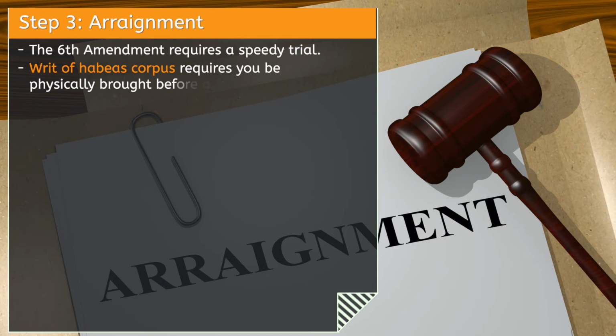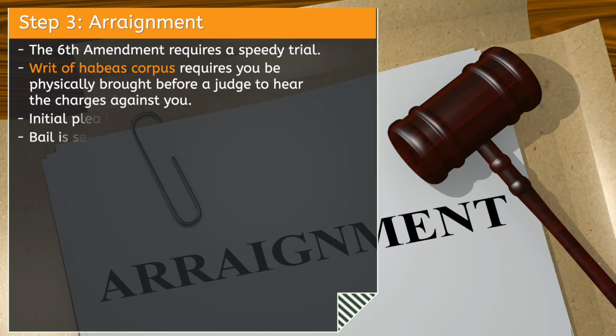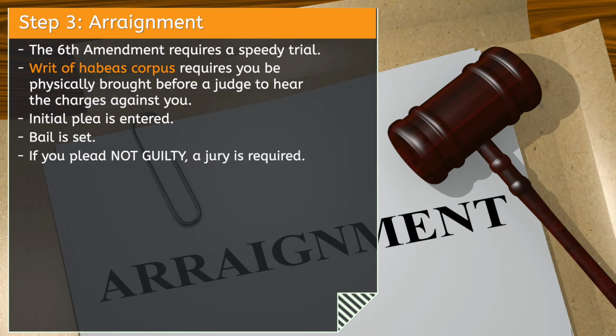A writ of habeas corpus requires you to be brought before a judge to hear the charges against you, a process known as arraignment. At this point, you enter an initial plea and bail may be set. For felonies, if you plead not guilty, a jury becomes a requirement. Side note here, many misdemeanors, or trials in which the penalty is less than 6 months or a small fine, may not require a jury.